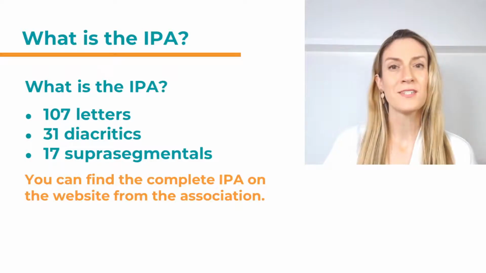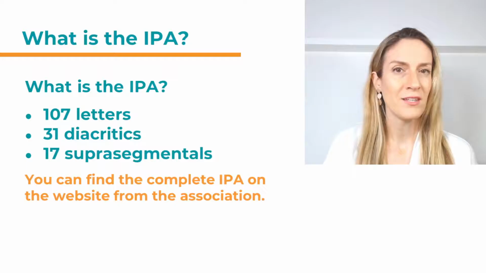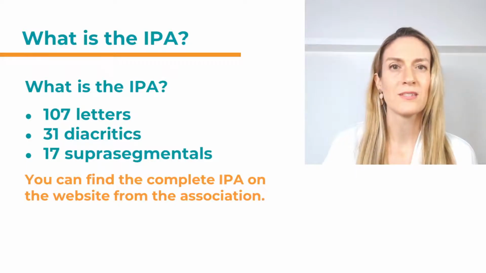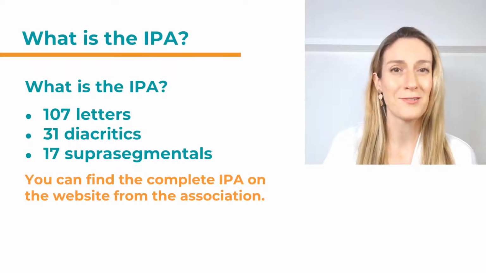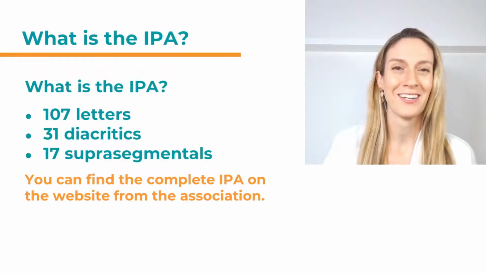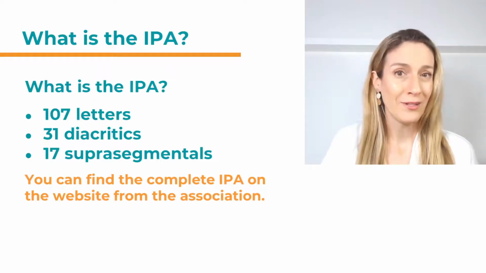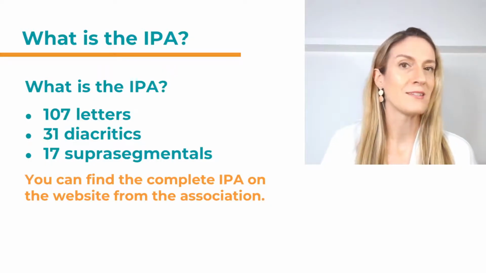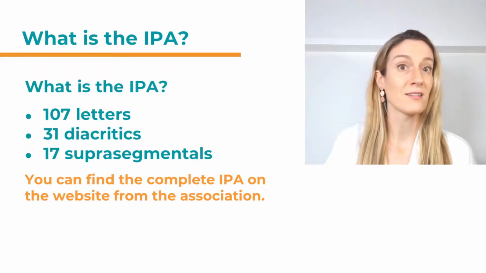Now, if you want to see the entire IPA in a table with examples and all of the sound symbols, the 107 sound symbols, you need to go to the website of the IPA. On the website of the association, you can see all of the symbols, because obviously this would be a very, very long video if I showed you all 107 letters and all of the diacritics. That would be too long. But if you would like to see them, maybe also for your own first language, not English, then check out the website of the International Phonetic Association.